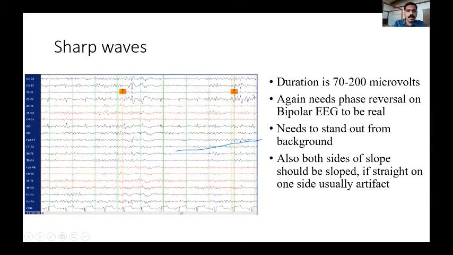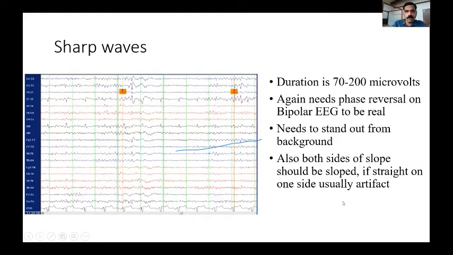When we see spikes and sharp waves, we look at a phenomenon called phase reversal. You can look at this here. These are mirror images. There is a mirror image here, and it depends on where it reverses. Here it is phase reversal at T3, so this is a sharp wave arising from the T3 lead. The phase reversal tells you the localization or the origin of the spike or the sharp wave. Again, it has to stand out from the background. To call it abnormal, it has to have a slope. There should be an up slope and a down slope.